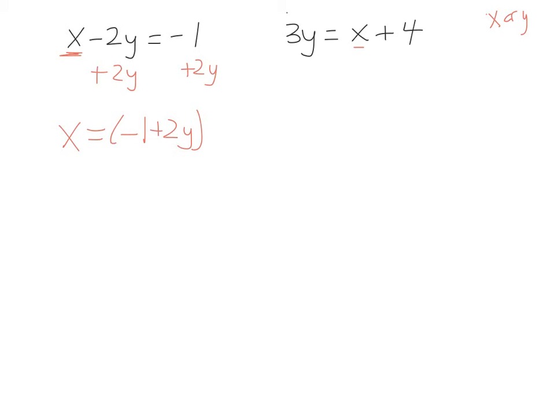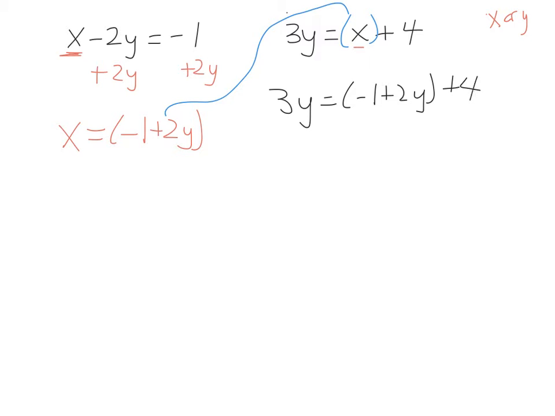I now know what x is, and I'm going to go to the other equation, find x, and substitute it in. So I have 3y equals negative 1 plus 2y plus 4. Now my parentheses aren't doing anything, so I'm going to get rid of them.